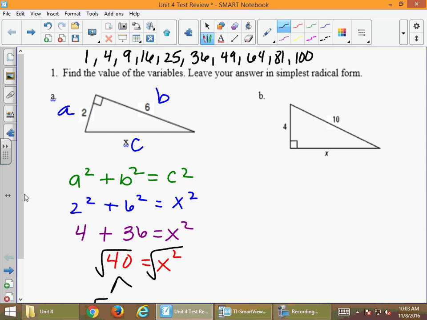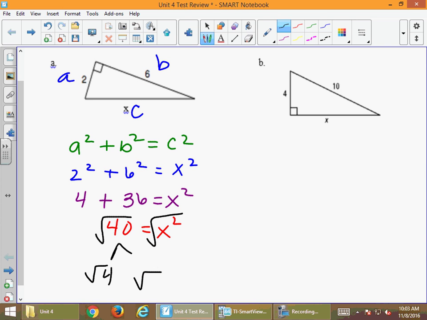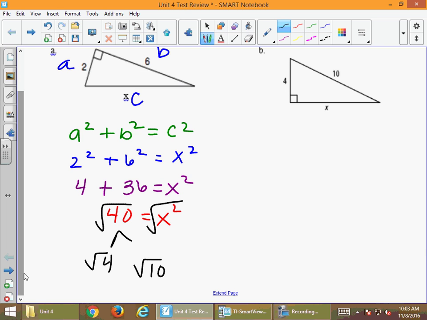You have to figure out the largest one that can go into 40. What's the largest perfect square that can divide into 40? 4. How many times can 4 go into 40? 10. So that goes in the other radical. Clean it up. What's the square root of 4? 2. Can we take the square root of 10? No. So we are done. That missing side is 2 radical 10.